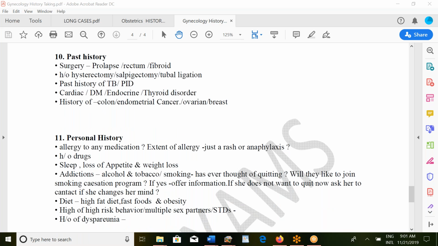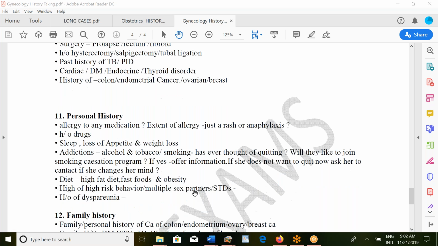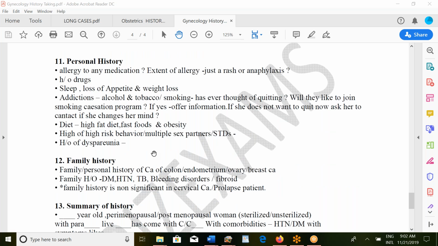Then personal history. History of allergies to any medication is very important. Then establish the extent of allergy, whether it is just a rash or a prolonged problem like anaphylaxis. History of drug abuse, sleep, loss of appetite, weight loss, addiction, like alcohol. Do you smoke? Do you take alcohol? Ever thought of quitting? Tell them about the service which is going to help. Diet, is she taking any high fat diet, fast foods, obesity, or high risk behavior like multiple sex partners, STDs, or any history of discomfort or pain during sex.